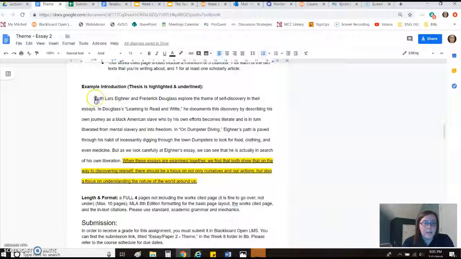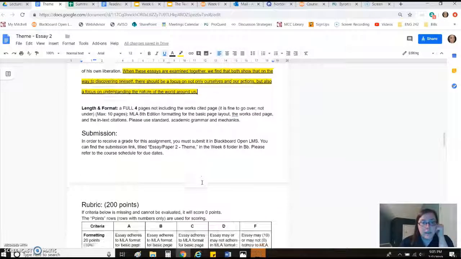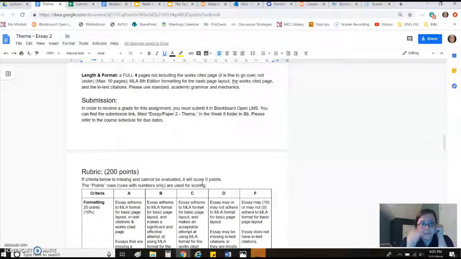There is a hook sentence, there's a summary of one of the texts, there's a summary of the second text, and then we have the thesis statement at the end. It doesn't mention any secondary sources in the introduction. It's a fine introduction. It's developed quite nicely. It doesn't need to be too wordy.